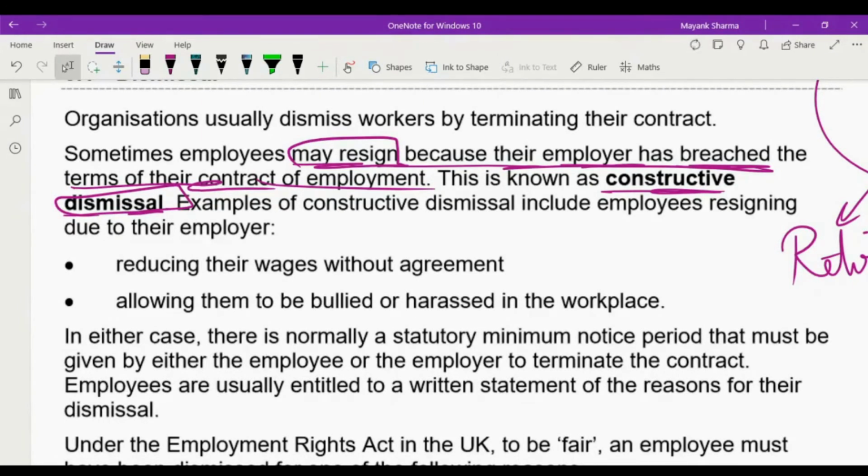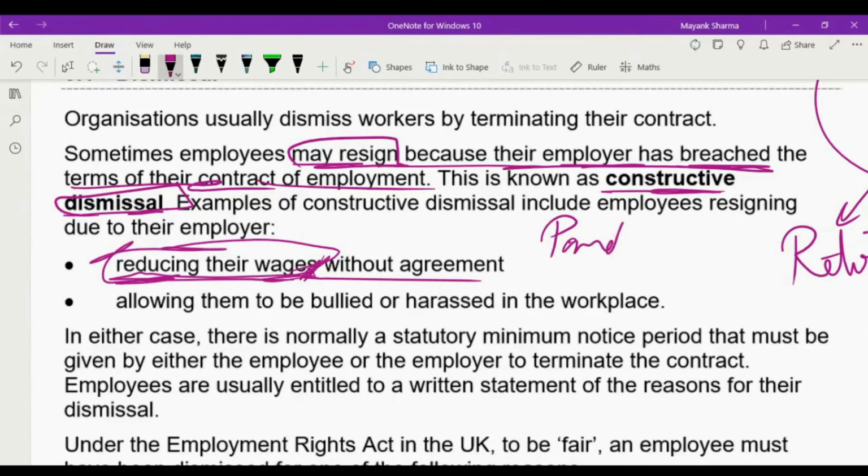Examples of constructive dismissal include employees resigning due to their wages being reduced without agreement. Like when it was agreed, when you started your employment, the wages were something else. Now the wages are reduced. This has happened a lot in times of pandemic. So that can be a cause of constructive dismissal. It means you are resigning yourself as an employee, but you are coerced by the situation.